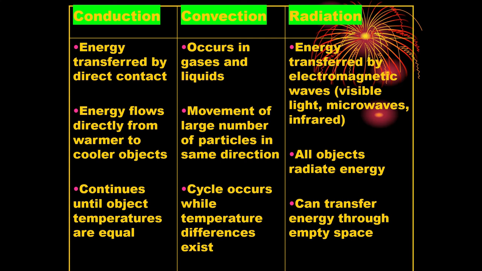Remember that energy always flows from warmer to cooler objects. Convection is the movement of a large number of particles in the same direction. All objects radiate energy. And then this continues until all object temperatures are equal. So you have a hot thing, it goes from hot to cold, and it stops the heat movement once it's in equilibrium. This equilibrium is called thermal equilibrium, when things are even.